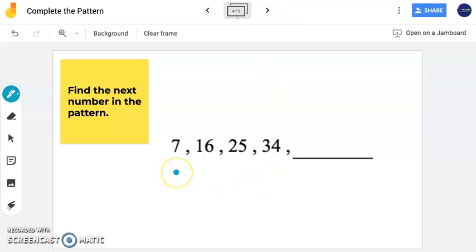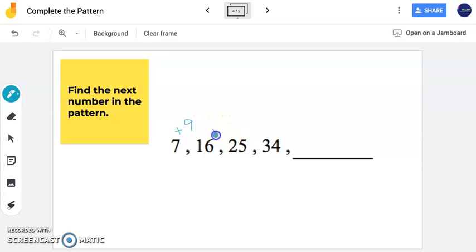In this problem here, we have 7, 16, 25, 34, and then our missing number. I notice in this problem my numbers are increasing. So that means I'm either going to do multiplication or addition. Now my first number here is 7, and I need to determine 7 times something gives me 16, or 7 plus something gives me 16. And I notice if I do 7 times a number gives me 16, I can't find a number. So let's see if 7 plus something gives me 16. And in fact, 7 plus 9 is 16.